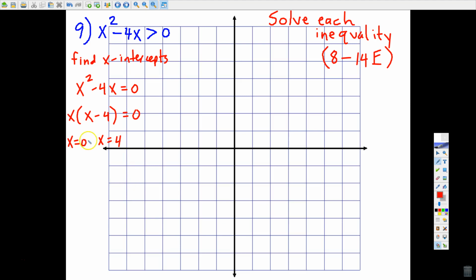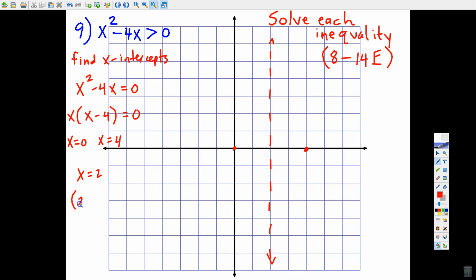We have two solutions, and those are our two x-intercepts. X is 0, x is 4. The AOS line should be right down the middle of those two. So I have symmetry at x equals 2. And you don't have to draw that dotted line. I just wanted to emphasize where the line of symmetry is.